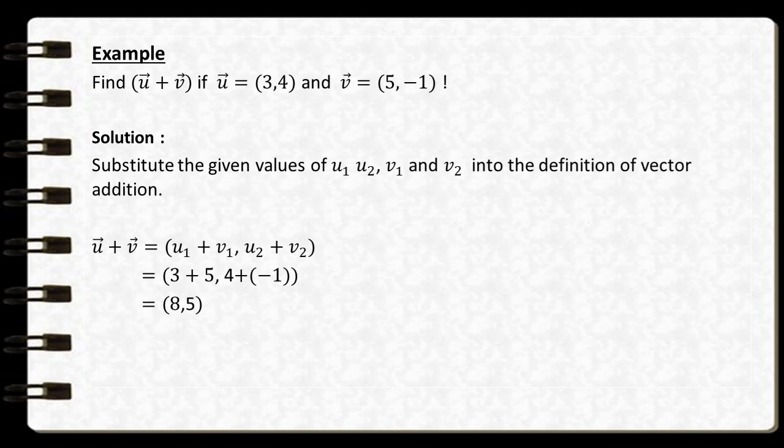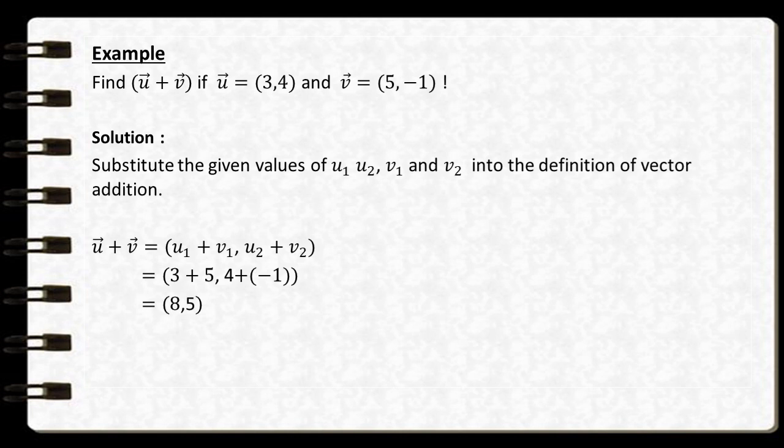Now let's see an example of addition of vectors. We have a problem: find vector u plus vector v if vector u equals (3, 4) and vector v equals (5, -1). The solution: substitute the given values of u1, u2, v1 and v2 into the definition of vector addition.